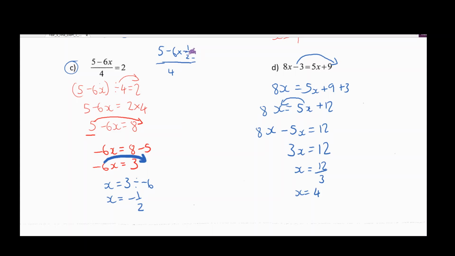6 times minus a half, that's going to be minus 3. So 5 take minus 3 over 4. Then 5 take minus 3, that's 5 plus 3 over 4. That equals 8 over 4, which is 2, which is what we wanted. Okay, we wanted it to be 2 and we're good.